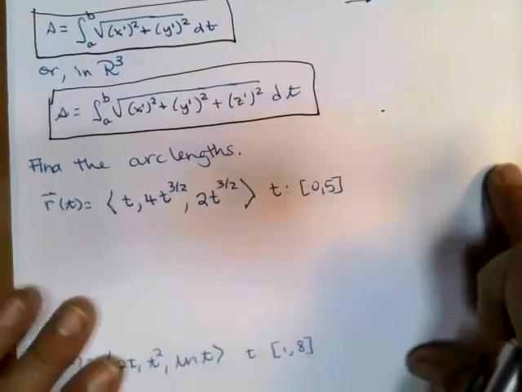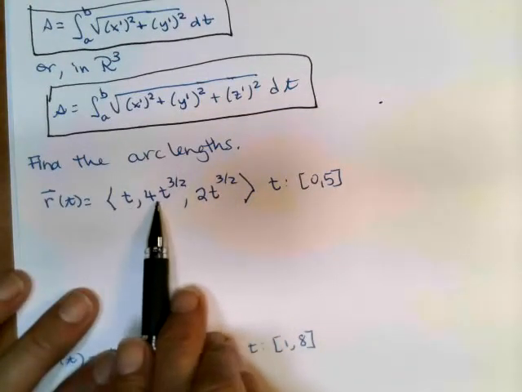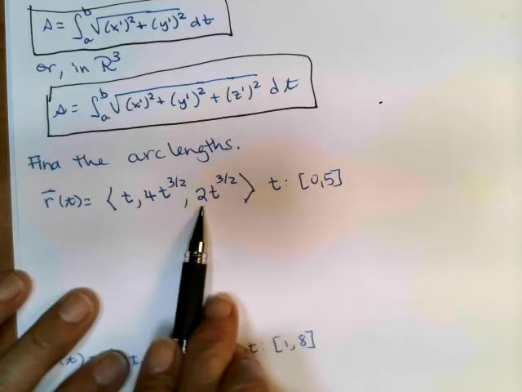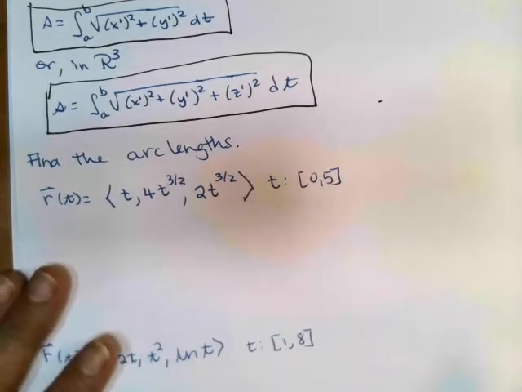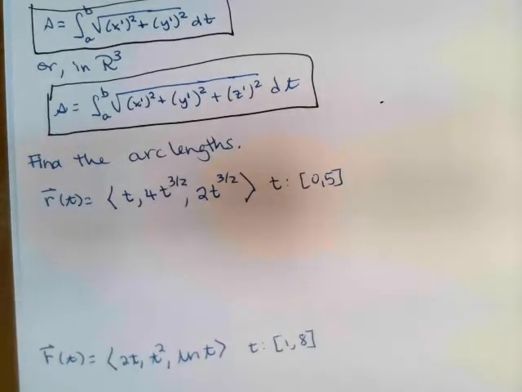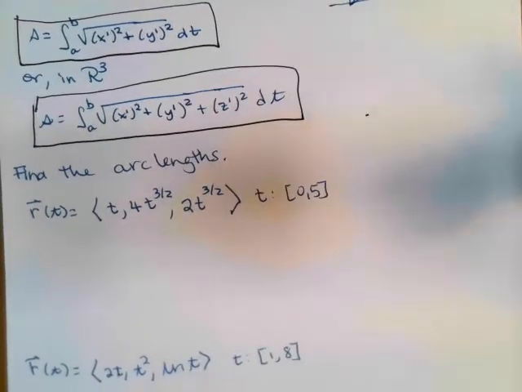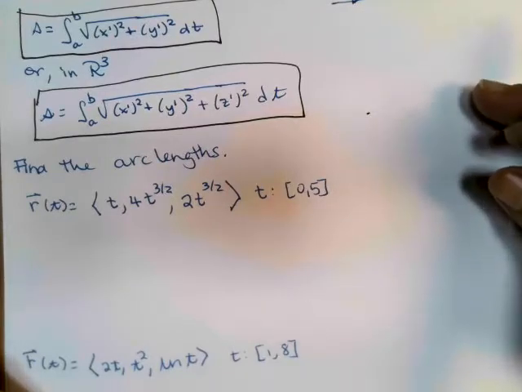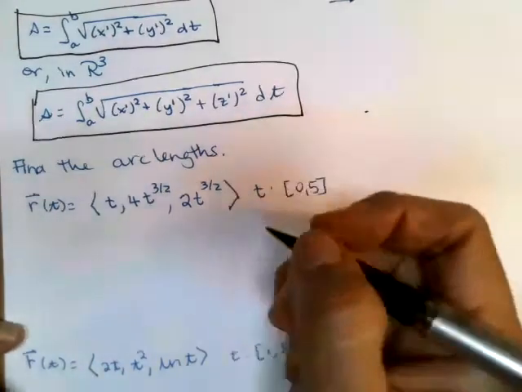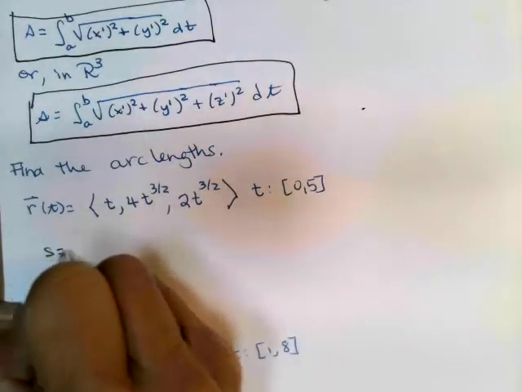All right, so let's go ahead and practice one. So find the arc length. So here my r of t, I have t, comma 4t to the 3 halves, comma 2t to the 3 halves, and we'll find the length of that path as t changes from 0 to 5. Now, just like arc lengths back when you first started talking about them in Calc 2, arc lengths are kind of tricky to find sometimes because the integral has to be just so, or it's really hard to find the antiderivative. So the first thing we're going to do is set up our arc length formula here.